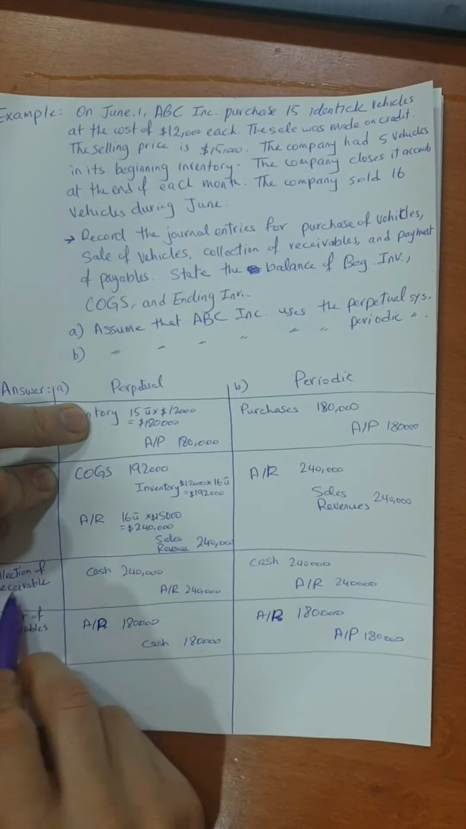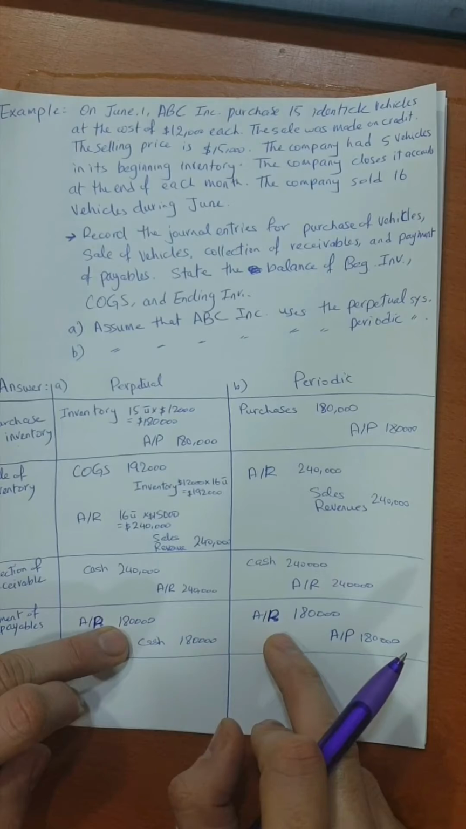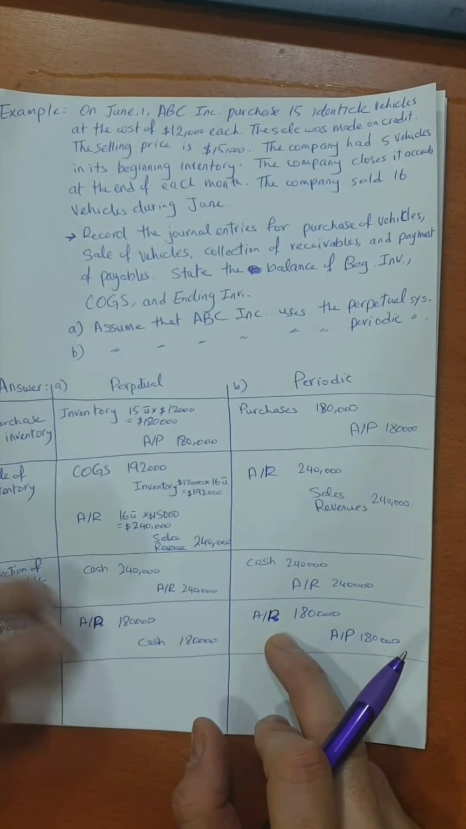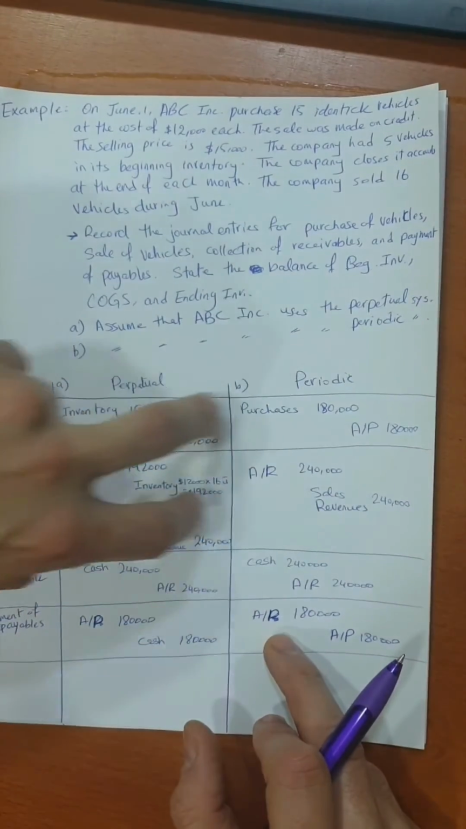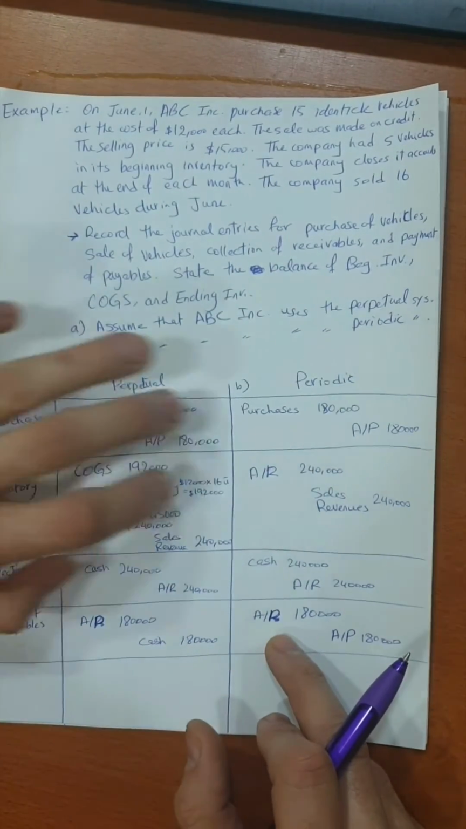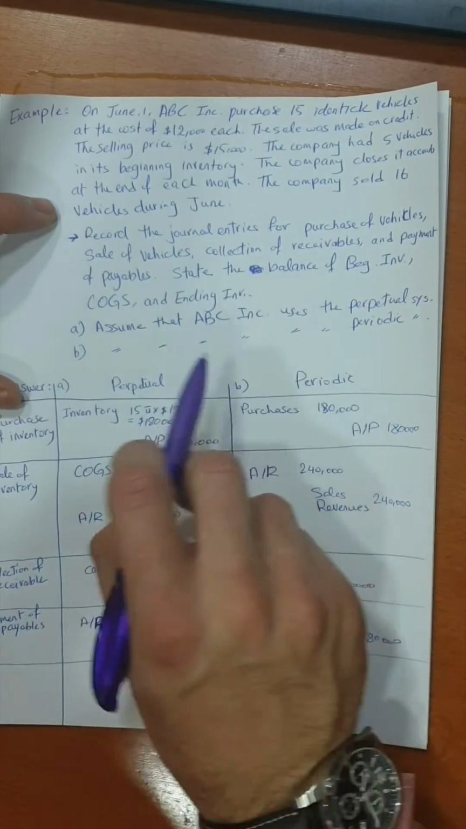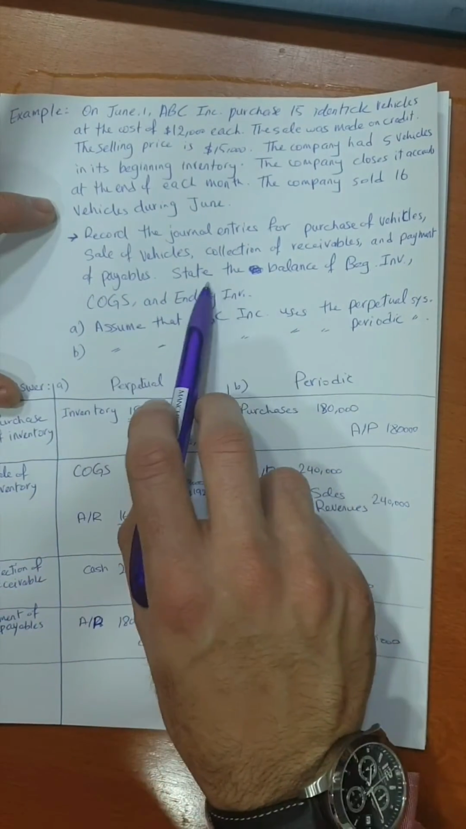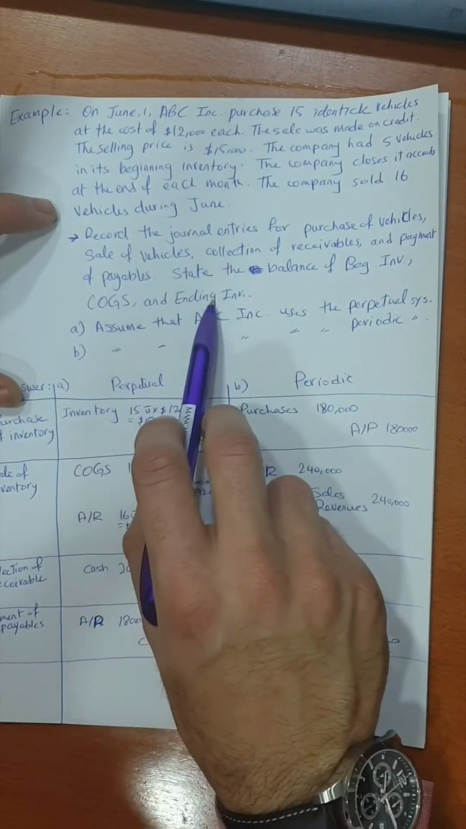Okay, so as you can see, the collection of receivables and payment of payables are identical between both approaches. However, the purchase of inventory and sales of inventory are different between perpetual and periodic. Now, the last item in the question was to state the balance of beginning inventory, cost of goods sold, and ending inventory.